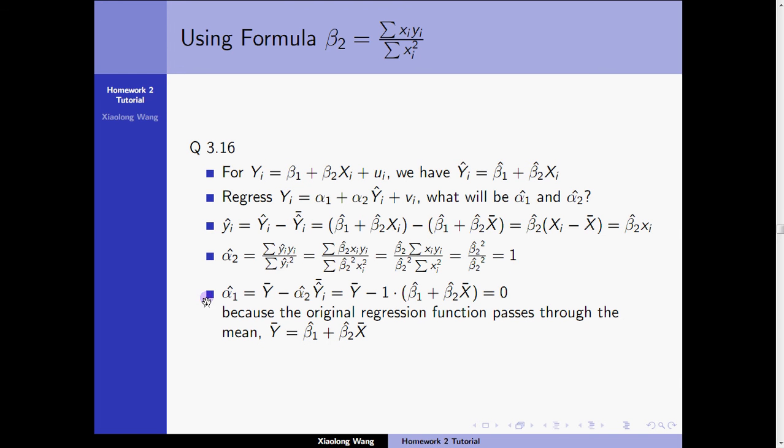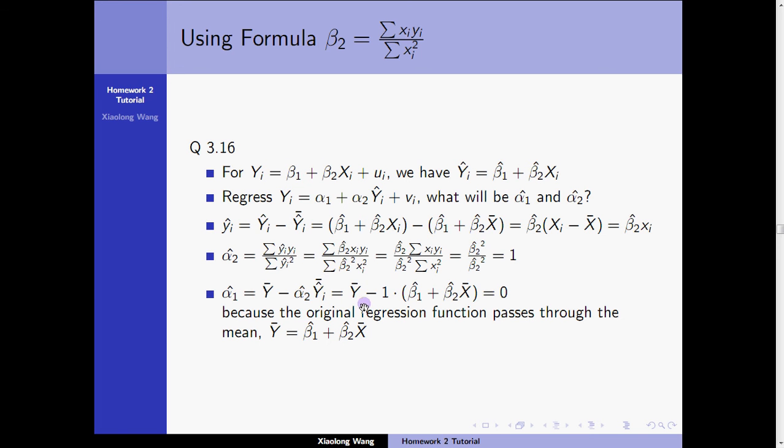And then how about the intercept? The intercept alpha 1 hat equals y bar minus alpha 2 hat times y hat bar from this regression. We know that alpha 2 hat equals 1 from the last step, and y hat bar equals beta 1 hat plus beta 2 hat times x bar from this step.